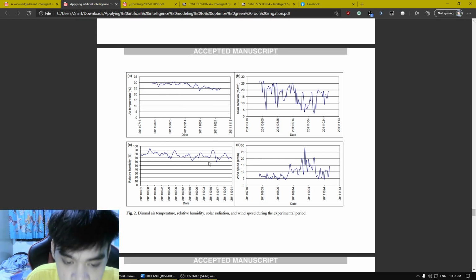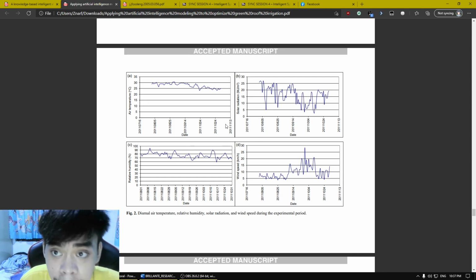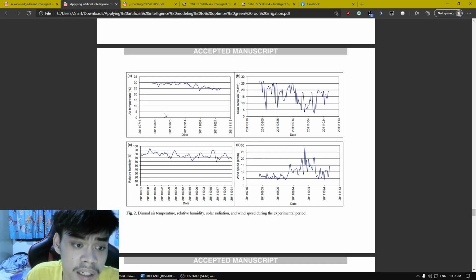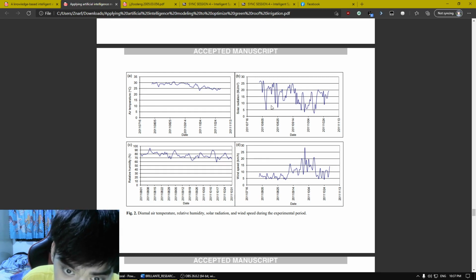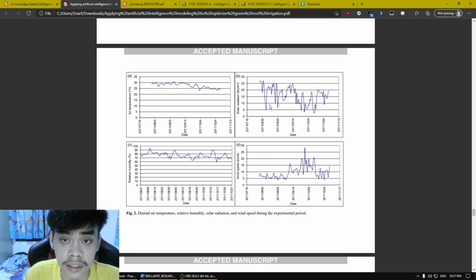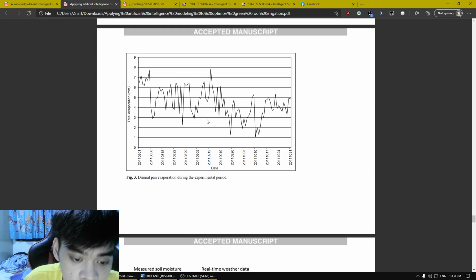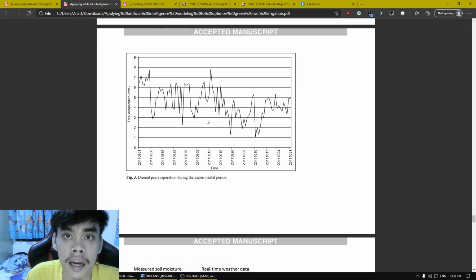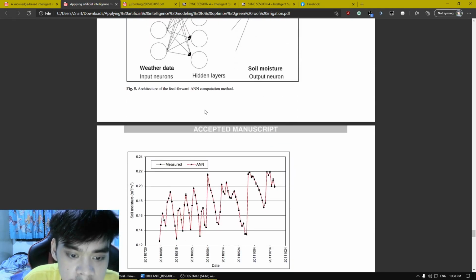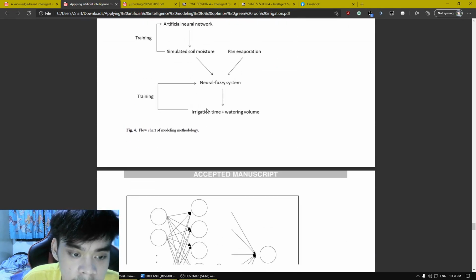So these graphs happened during the experimental period of the study. As you can see here, it gathers the data on the temperature, the radiation, the wind speed, and other weather variables. And again, this is for the pan evaporation to be gathered by the neural fuzzy logic or neural fuzzy system. And then again, this is the flowchart.